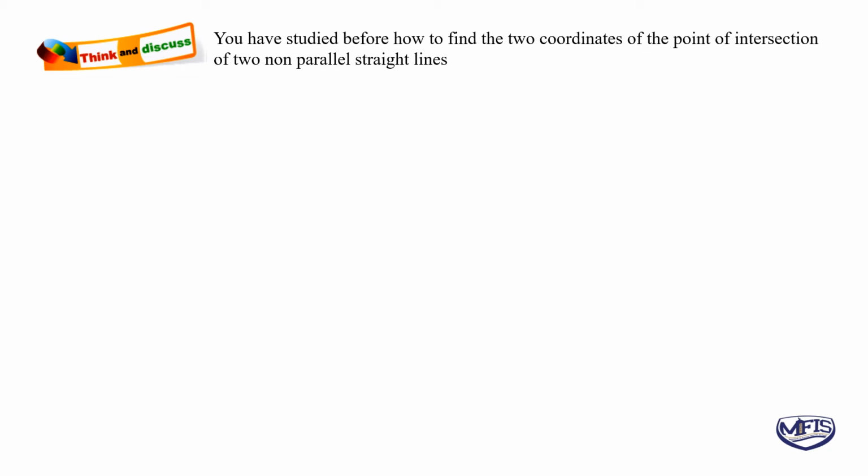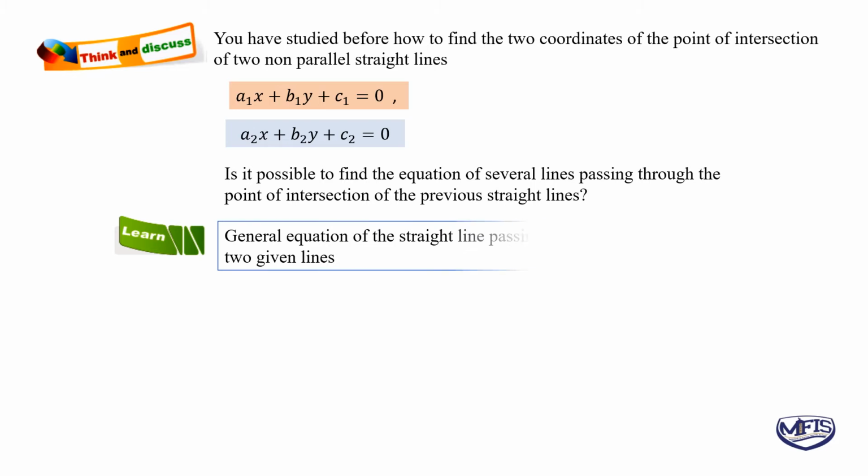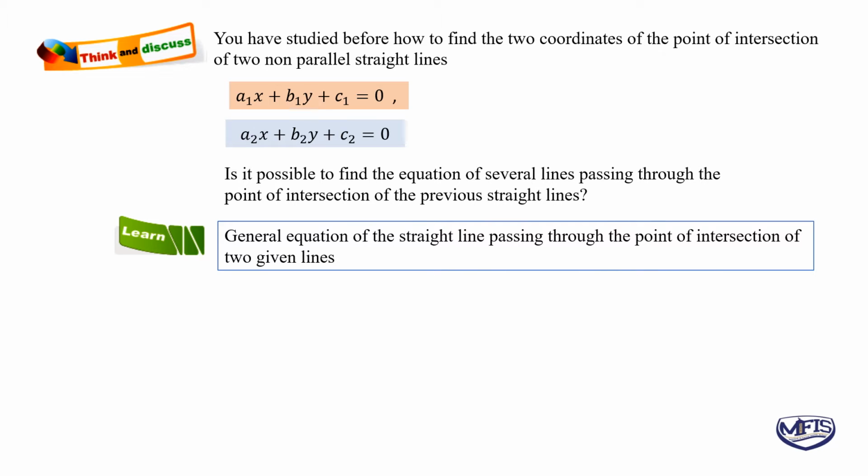You have studied before how to find the two coordinates of the point of intersection of two non-parallel straight lines. So if you have a1x plus b1y plus c1 equals 0, this is the equation of the first straight line, and we have the second equation a2x plus b2y plus c2 equals 0. It is possible to find the equation of several lines passing through the point of intersection of the previous straight lines. So, the general equation of the straight line passing through the point of intersection of two given lines.